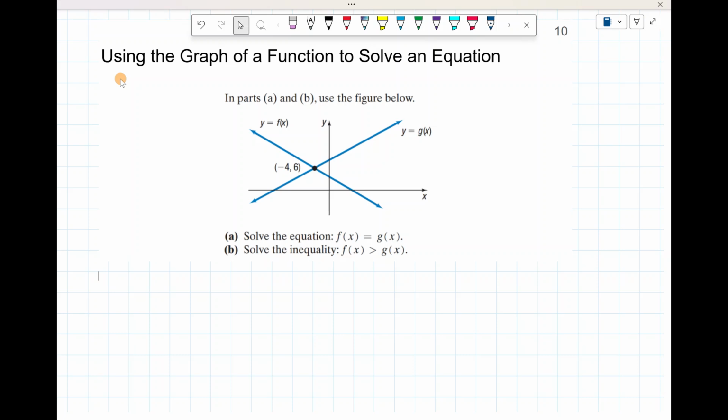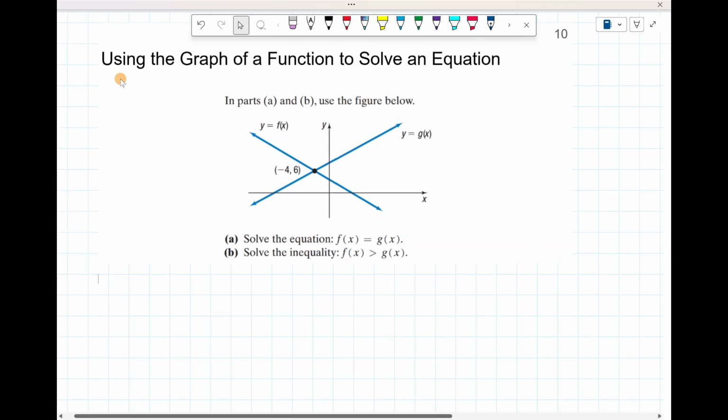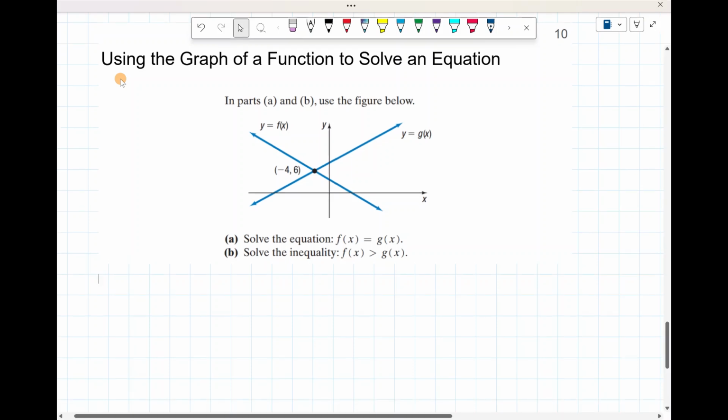Just from this graph and by knowing the point of intersection, we can answer two questions. Number one, we can solve the equation, when is f of x equal to g of x? And we can solve the inequality, when is f of x larger than g of x? All right, let's start with the first one, which is when is f of x equal to g of x?